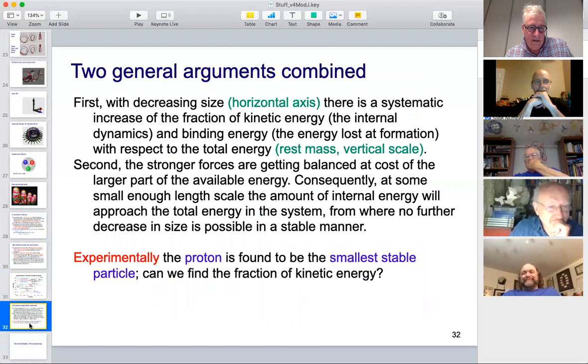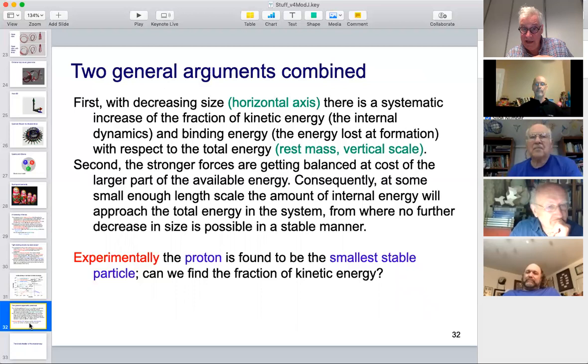So with decreasing size, the horizontal axis, there's a systematic increase in the fraction of kinetic energy, the internal dynamics, the binding energy, the energy lost at the formation as it falls into that potential well, with respect to the total energy, rest mass on the vertical scale. So the stronger forces are getting balanced. How are they getting balanced? They're getting balanced at the cost of the larger part of the energy which was available initially.